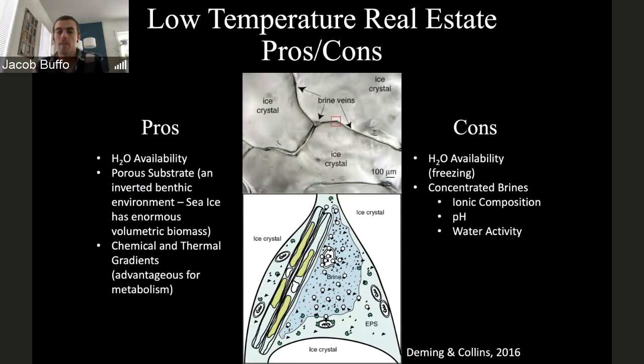Another side of the cons is that when these brines get concentrated, there's benefits because it does concentrate potential nutrients and chemical gradients and things like that, but that can also become an issue. If these brines get too salty, their ionic composition just gets too high that it's not beneficial for the organisms anymore. It can also change the pH and the water activity of these brines as these things crystallize out and get more and more concentrated. So that can start to become detrimental to organisms and decrease the habitability of the systems.